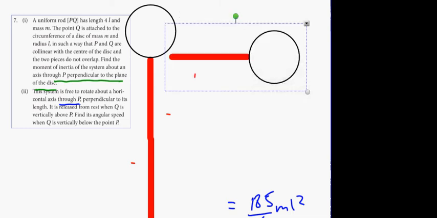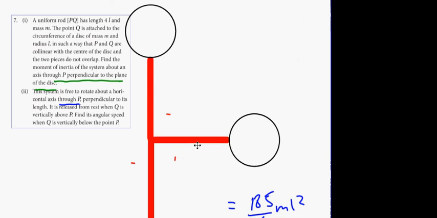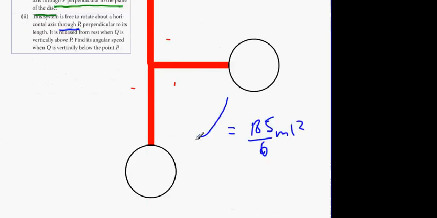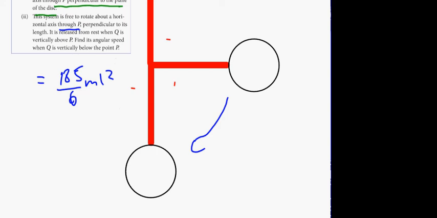Okay? Now if you imagine that it's going from all the way above, this is the starting point, it rotates down, this is the midpoint, and then it goes all the way underneath. Okay? And its moment of inertia, as we discussed, of the system is described as I total. Okay, so I total inertia is 185 ml squared over 6.